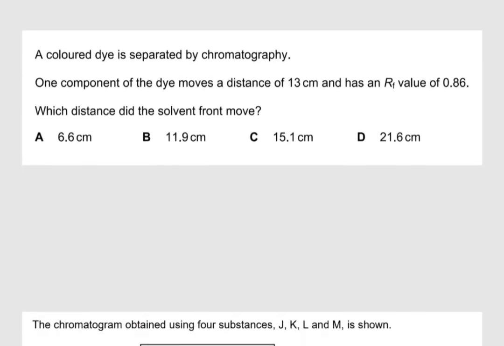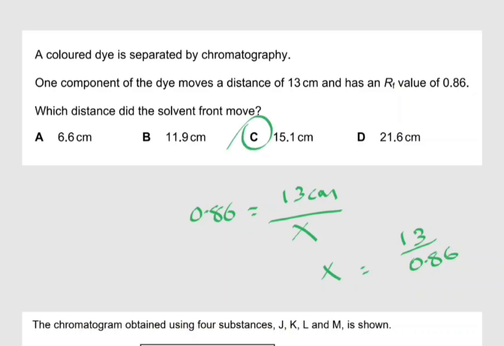A colored dye is separated by chromatography. One component of the dye moves a distance of 13 centimeters and has an RF value of 0.86. Which distance did the solvent front move? So 0.86 is equal to 13 centimeters over, let's say the solvent has traveled X. So X is equal to 13 over 0.86, which is 15.1.